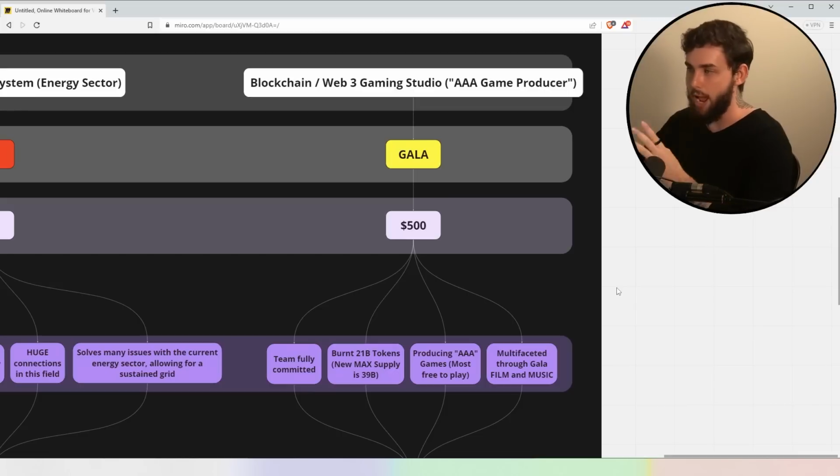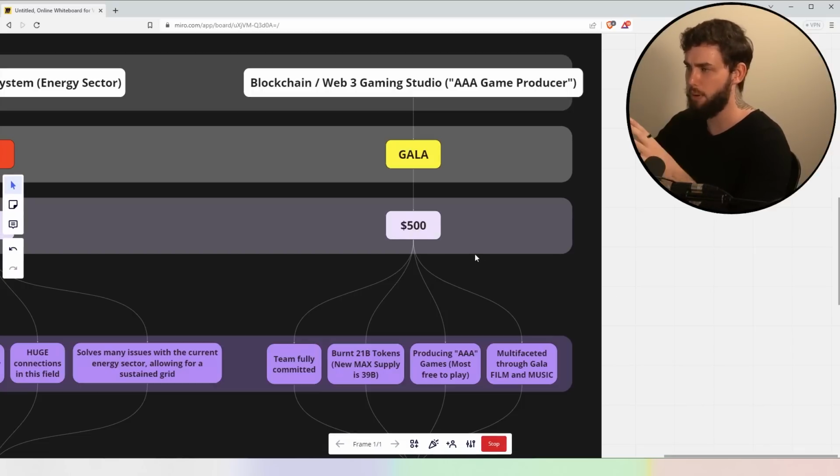Amazing, right? And lastly, we're going to obviously dive a little bit into gaming here. Now, I'm not a massive gaming fan, you guys know that, or NFT fan, but I think Gala has the highest potential here, right? So I put $500 in these bad boys. They're a Web3 gaming studio or a AAA game producer, right? So the team is fully committed. And what do I mean by fully committed?